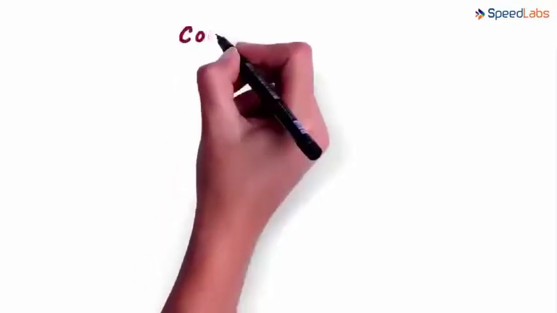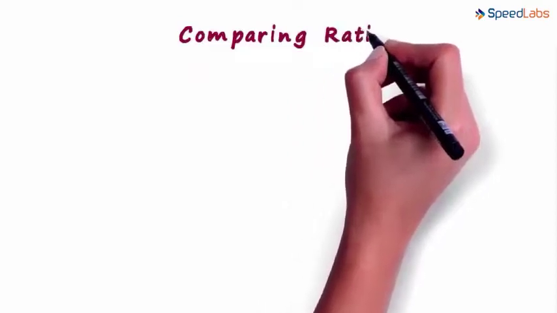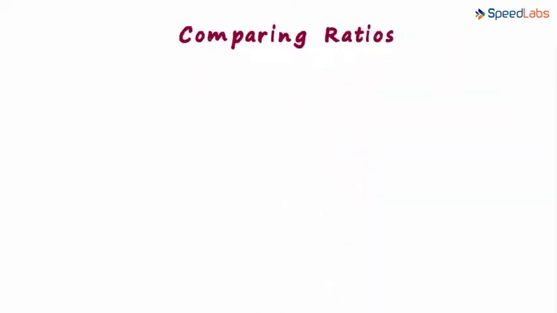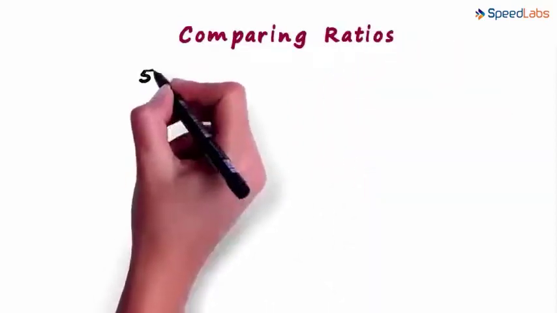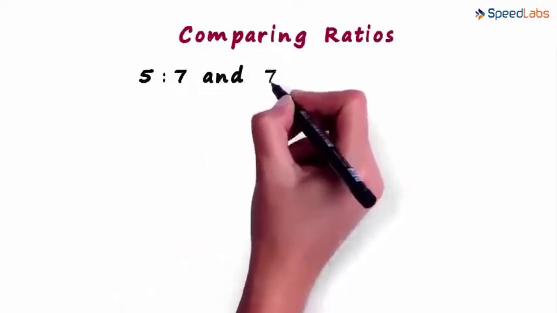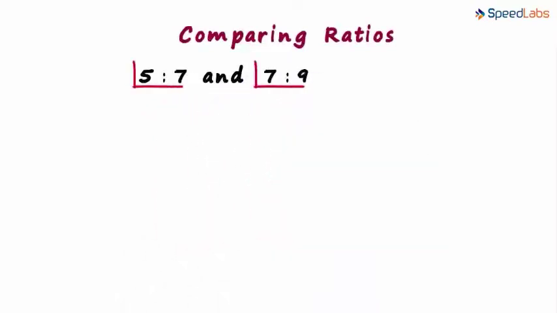One of the most important topics in ratios is comparison of ratios. How do we compare ratios? Say we have to compare 5:7 and 7:9. Just by looking at the ratios, it's difficult to say which one is greater. In order to compare them, we need to follow 3 simple steps.